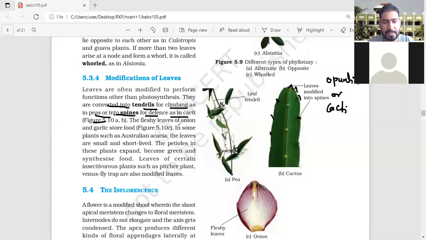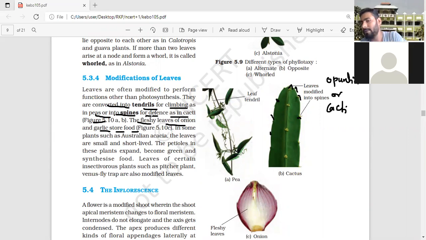The fleshy leaves of onion and garlic store food. Very, very important. What we have seen, there is a confusing question because they are also telling bulb. Bulb is a type of stem modification. Which type of stem modification? Aerial, subaerial, or underground? Underground. Very good. It will be the underground modification.